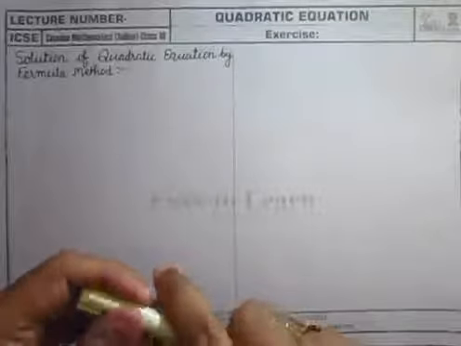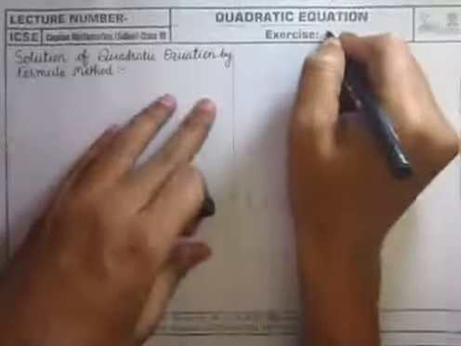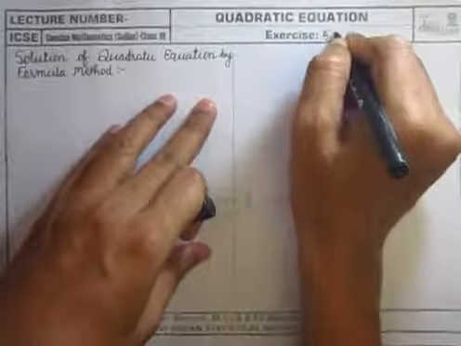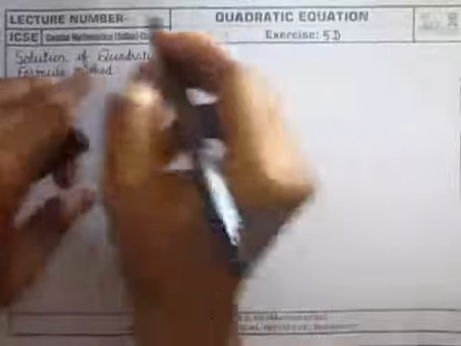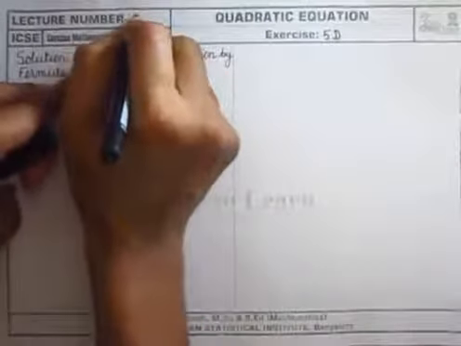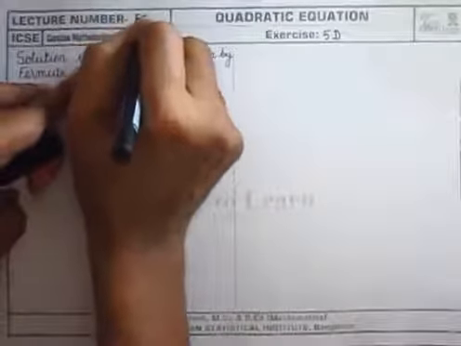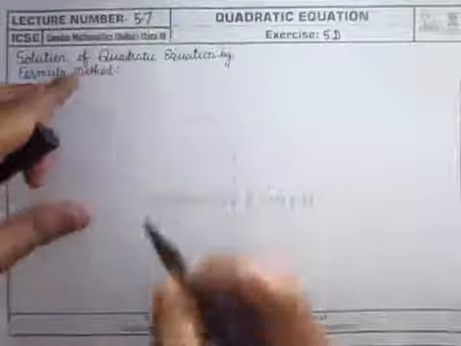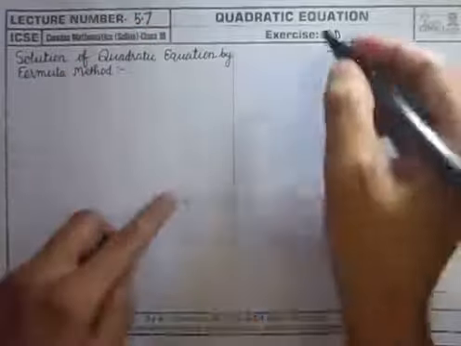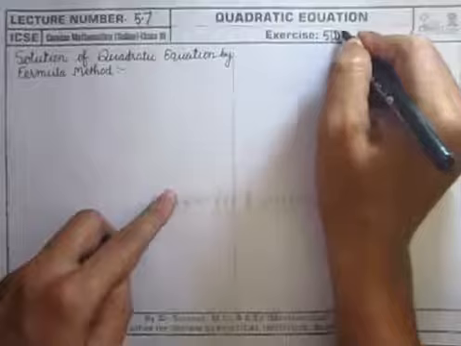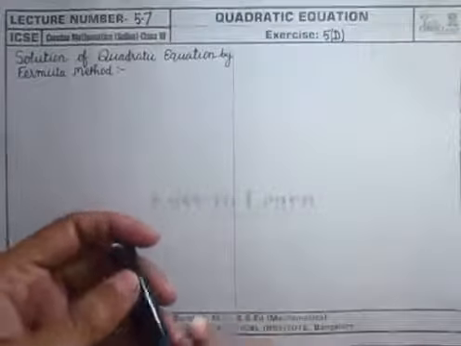Exercise 5D. So we will discuss exercise 5D. And it is lecture number 5.7. Now first of all we will discuss the concept, and then we will start the exercise.